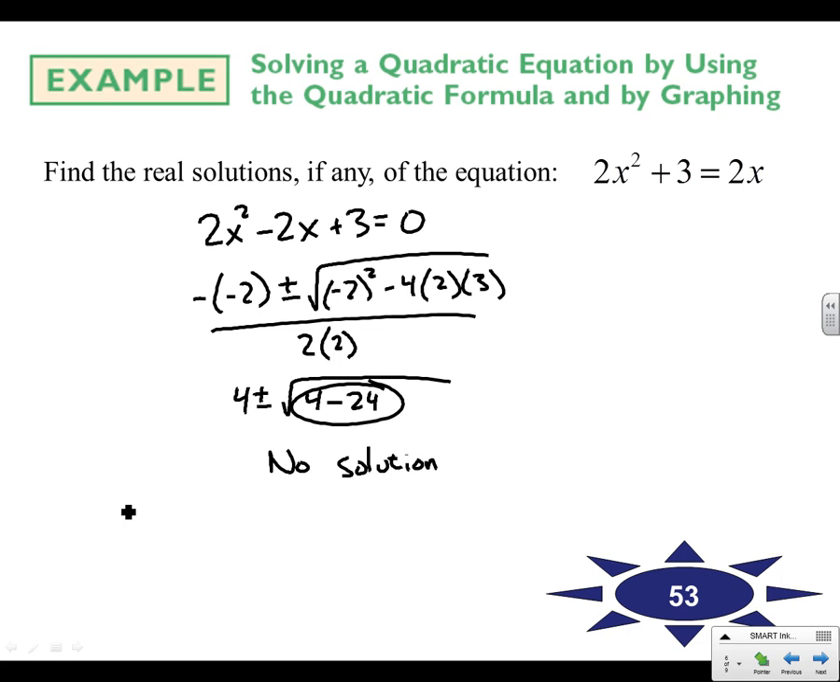You stop. You don't need to keep going if you know it's not going to work out in the end. Right? We can't square root a negative. 4 minus 24 is going to be negative. So we're done. Don't keep going just for the sake of doing more calculations. All right, 53, something similar is probably going to happen there. Take a look.